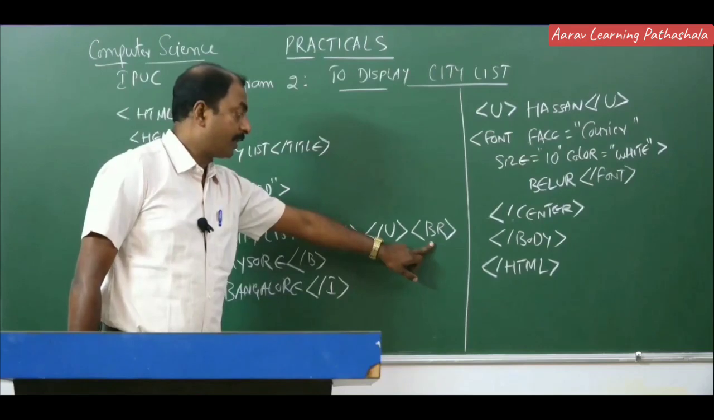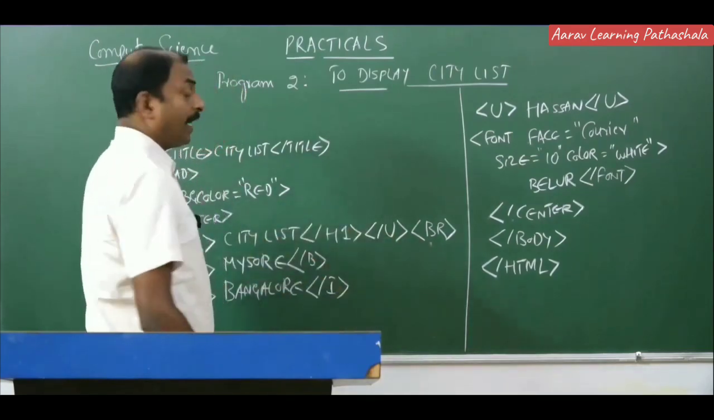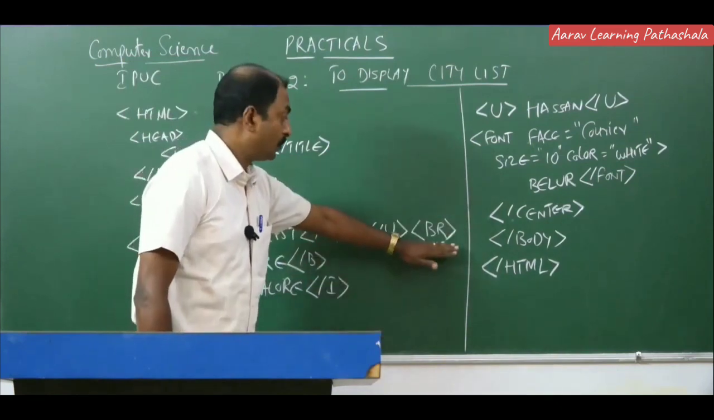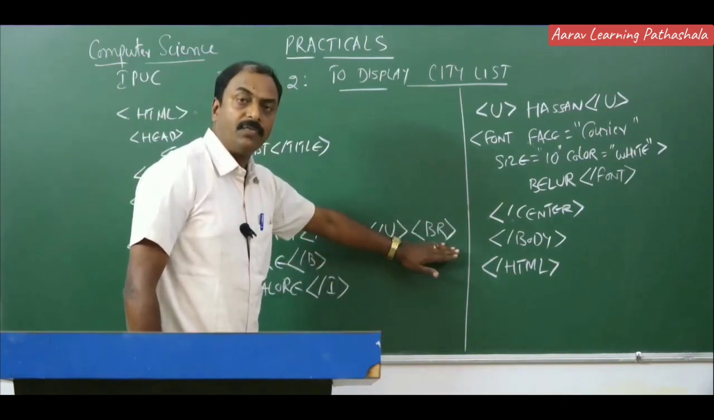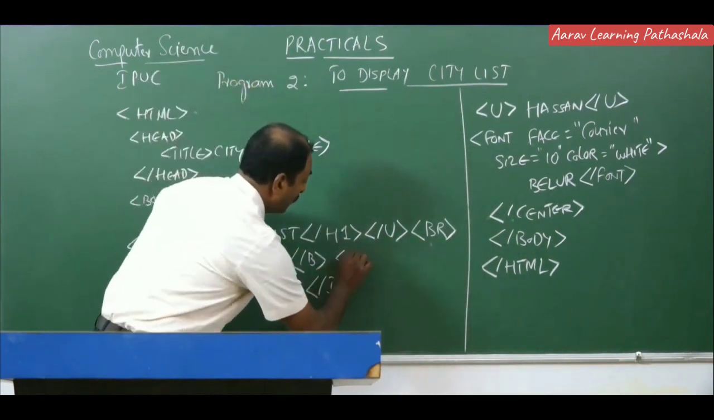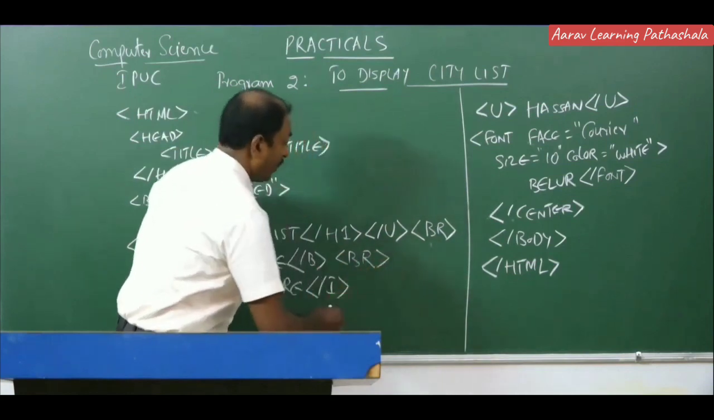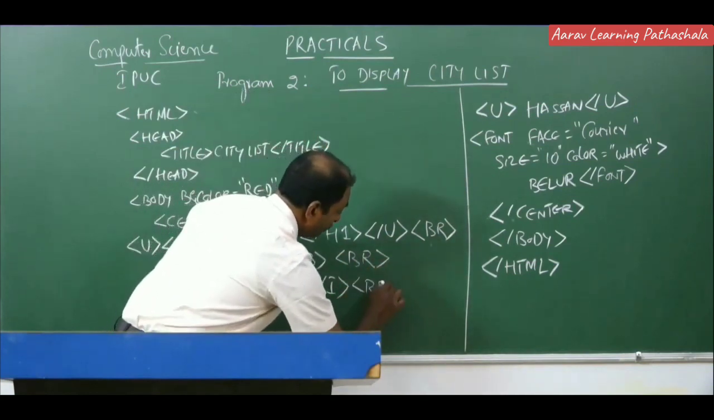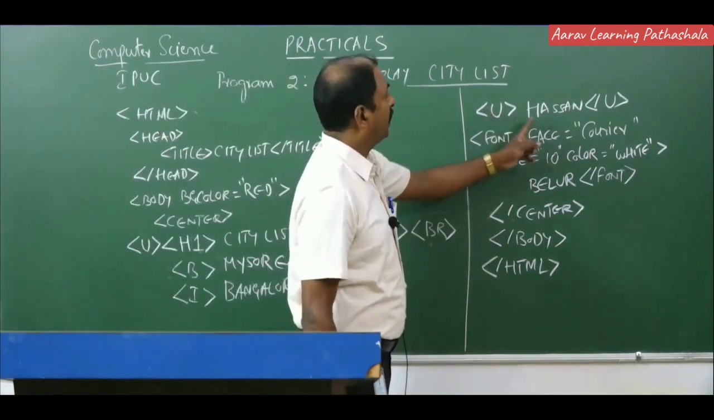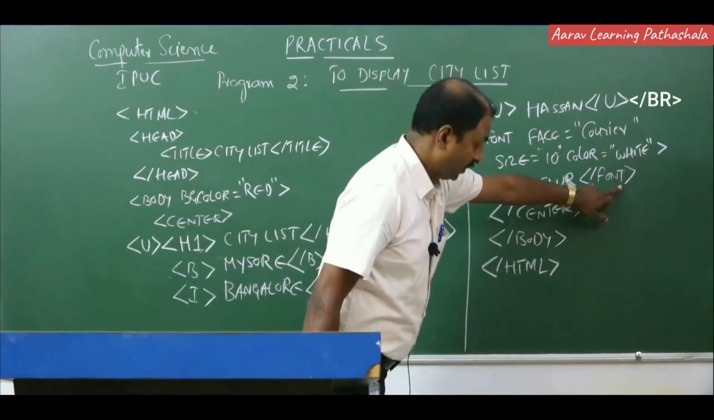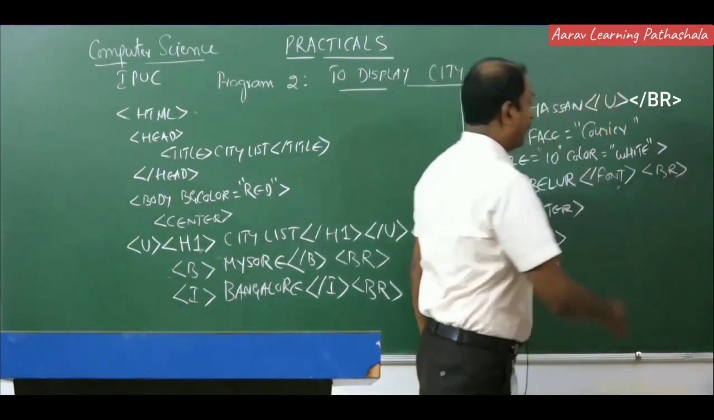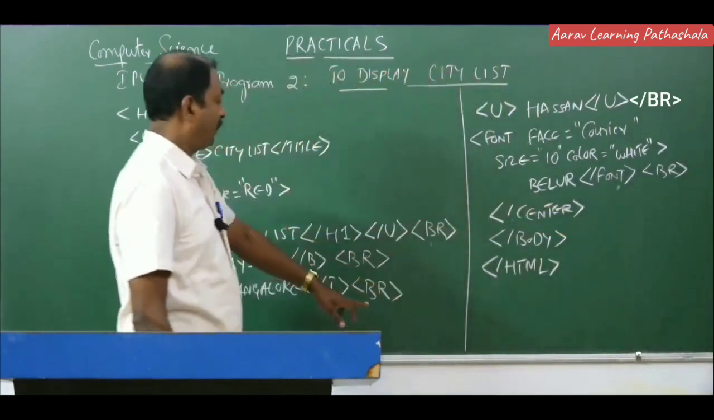BR tag is used to display the content in the next line. Students, I have forgotten to use the BR tag in all the lines. If you don't use it, all the information will appear in a single line. So we have to make use of the BR tag if we want to display in different lines. Even after this font tag, we had to make use of the BR tag. So this is the BR tag.